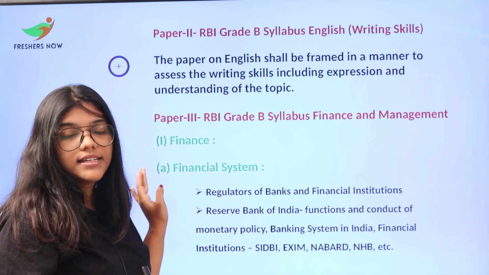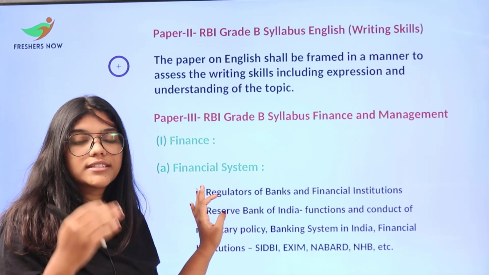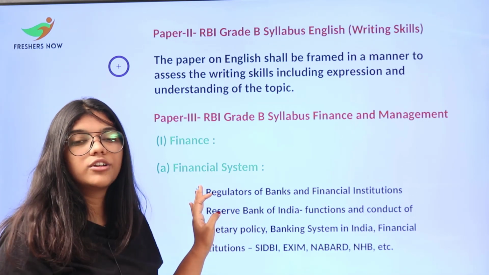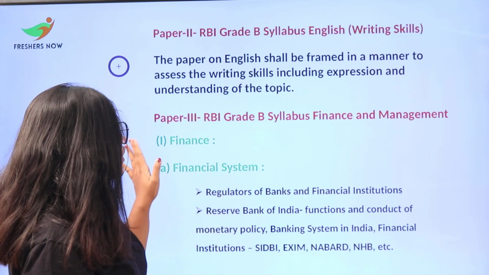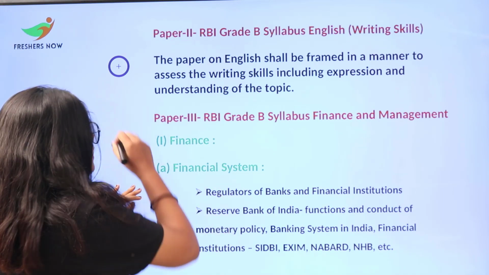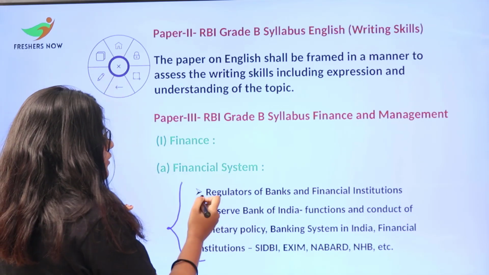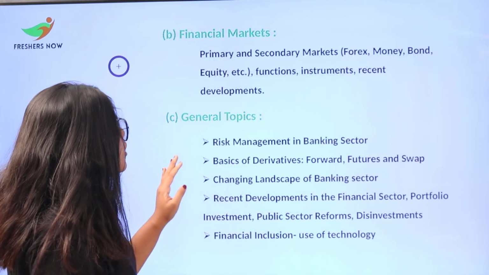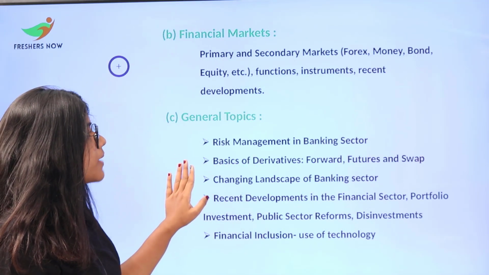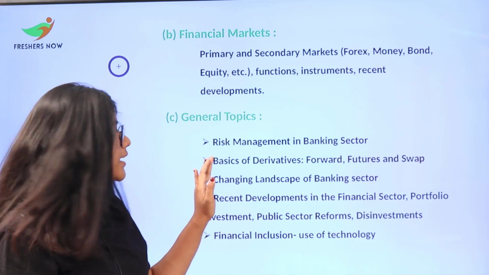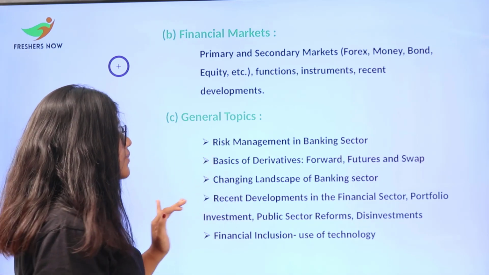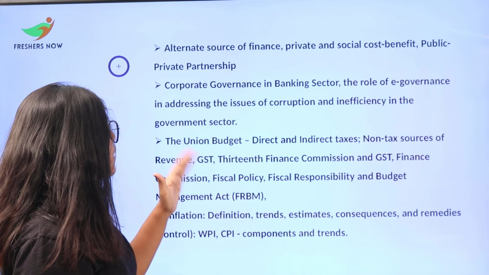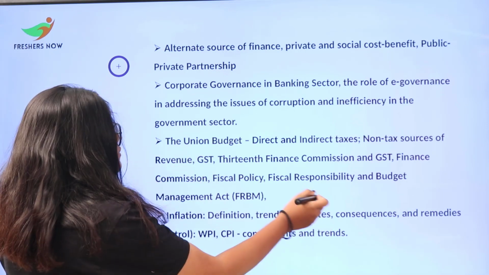Now for the writing skills, the main criteria that you have to look into is the way that you have structured your answer, the way you have understood the topic and the way you have written your essay is very important. Now for paper 3, which is finance: financial systems, topics like regulation of banks, Reserve Bank of India, the institutions which are related to it. Then for financial markets, primary and secondary markets, general topics include risk management, basics of derivatives, changing landscapes, recent developments in the financial sector. Then for cooperative governance in banking, union budget, budget management, inflation.